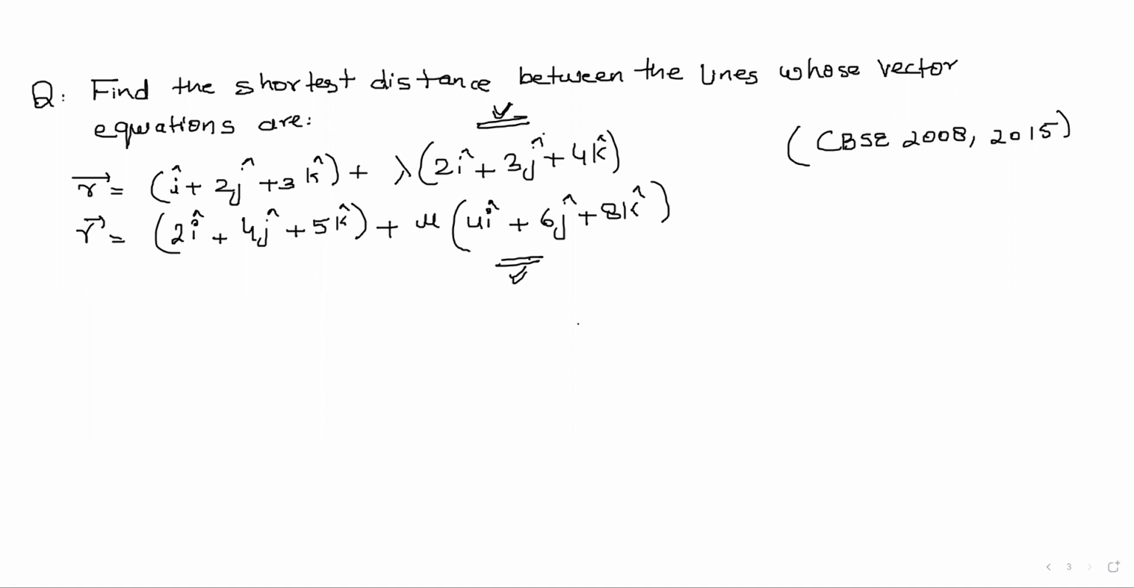Sir, is it 16 by root 29? No, it is root 5 by root 29. Okay, so what you're getting that B cross A2 minus A1, Atif? What's the vector that? B cross A2 minus A1? Atif, what is B cross A2 minus A1?